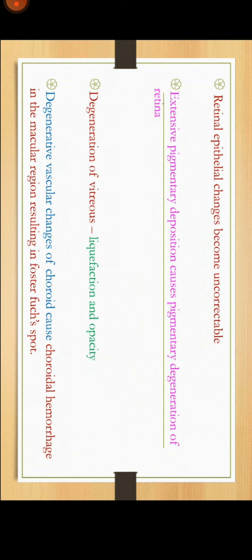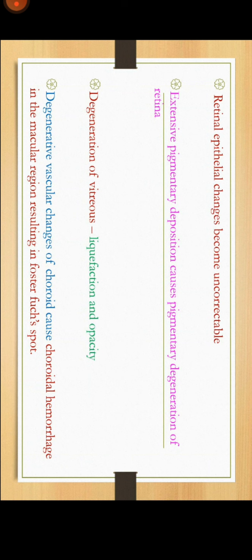Then the retinal epithelial changes become uncorrectable. Extensive pigmentary deposition causes pigmentary degeneration. Then degeneration of vitreous occurs, that means liquefaction and opacity. Normally vitreous is a colloid-like structure. That became liquefied and opaque. Normally it is a clear fluid. When opacity occurs, dimness of vision starts.